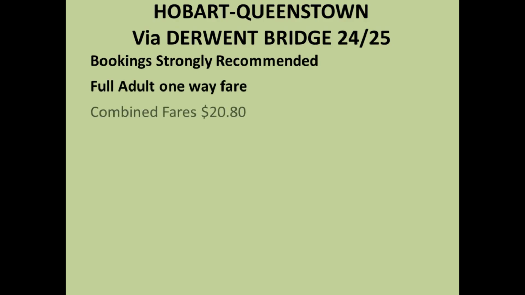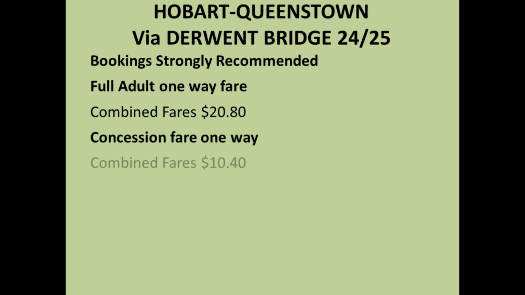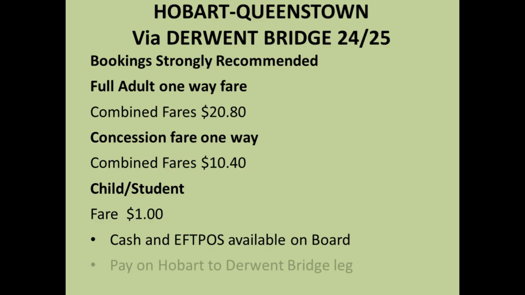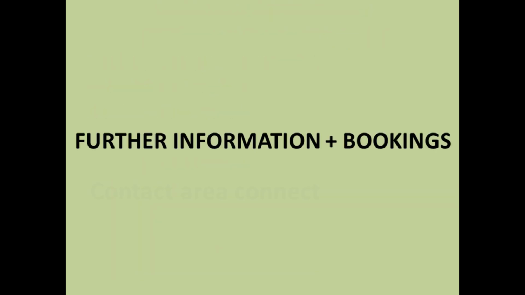One-way fare, adult, $20.80. Now, that's a half-price fare, cost of living measure by the state government until the end of June 2025. Combined fares for a concession ticket is $10.40. You only have to have one ticket for the 2 legs. Now, the student fare, I believe, is about $1. That's pretty good. Cash and FPOS available on board, but you have to pay the exact change. He doesn't carry any change. And you pay on the Hobart to Derwent leg. So you don't pay at Queenstown or Derwent Bridge, you pay on that.